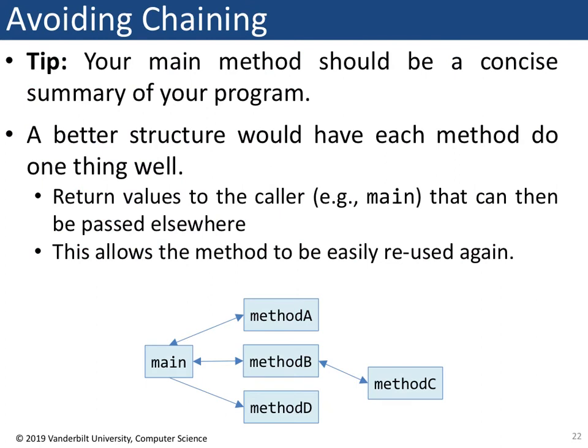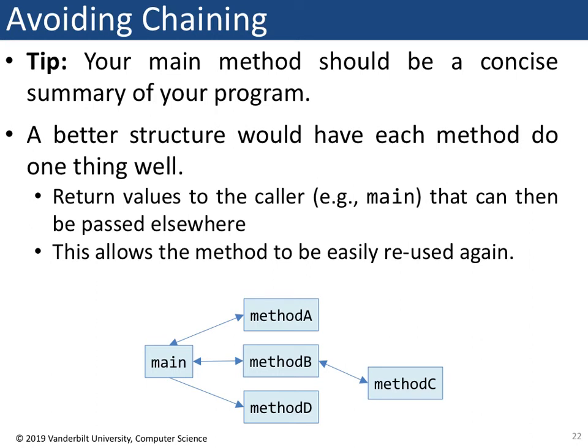A good main method should read like a concise summary of the program. So, for instance, this main should read get weight, get height, calculate BMI, display BMI. The reason this is typically better is because each method then is doing one thing and returning a value to the caller, which would be the main. This value can then be passed to other methods if it's necessary, but then the main is sort of directing traffic. And that's what you want.